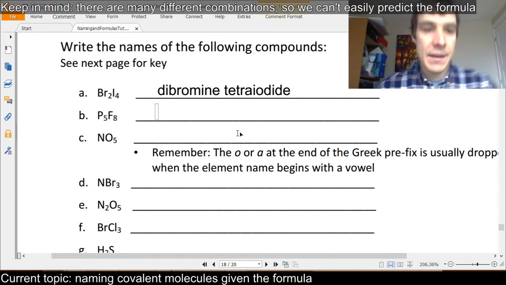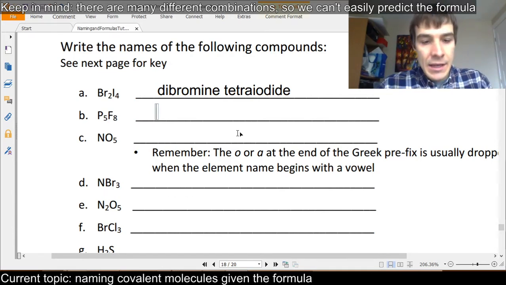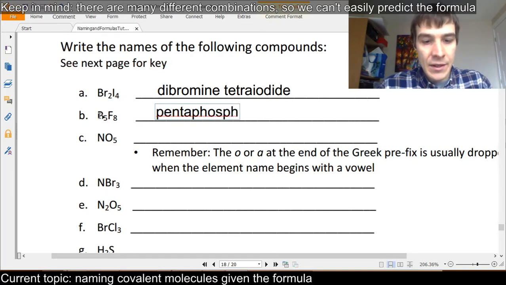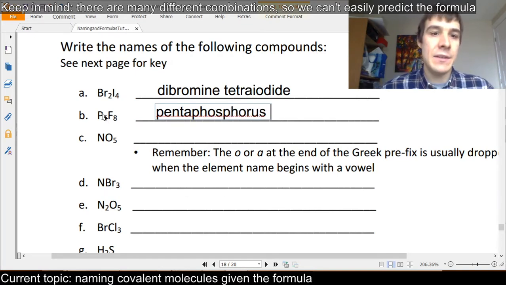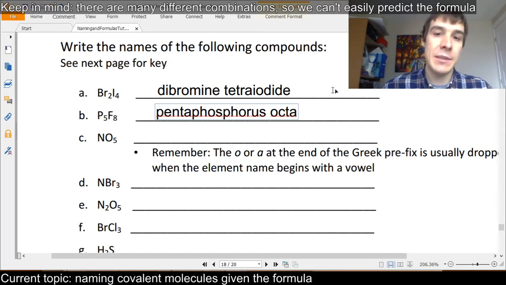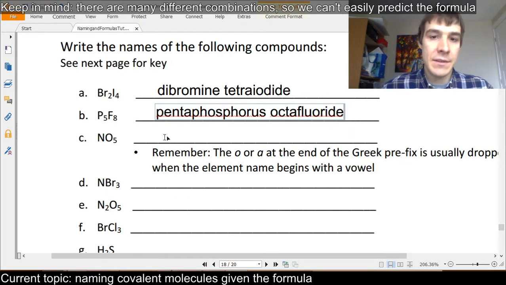Here's P5F8. We have to remember what 5 is, and we have to remember what 8 is. 5 is penta, and then it's a P, which is phosphorus, pentaphosphorus, and then this is an F, and there's 8 of them, so 8 is octa, and F is fluorine, but it's the second element here, so it should be fluoride. Pentaphosphorus octafluoride.